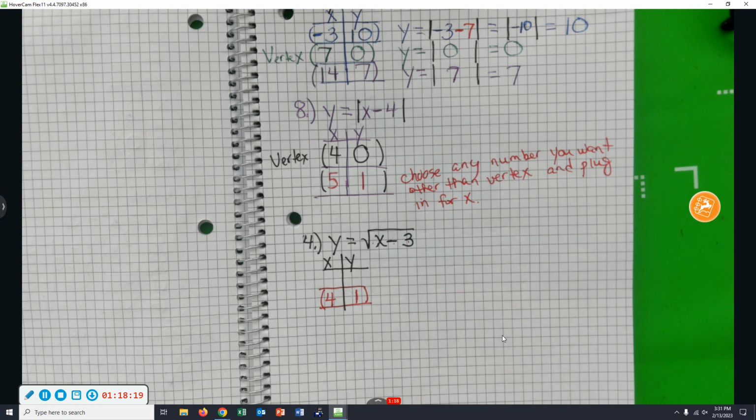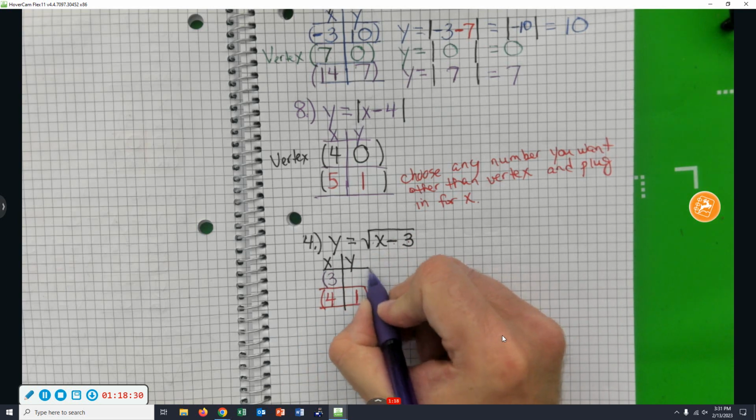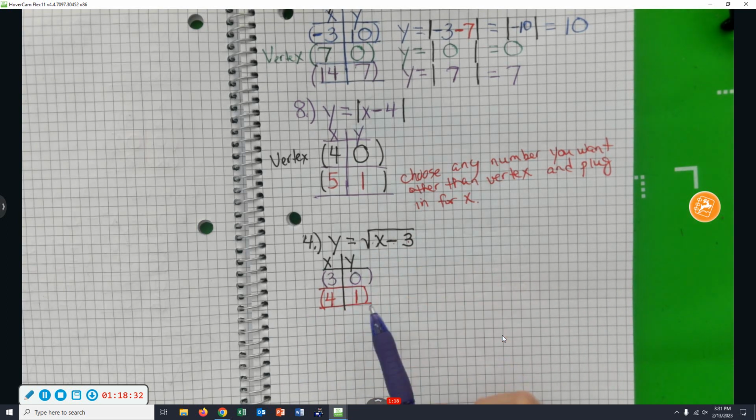Is there a number smaller than 4? I could have put a 2 in. But is there a number smaller than 4, but not 2? 3? What's 3 minus 3? 0. So 3 is the smallest number you can use. Okay. Then you could plug in 4.